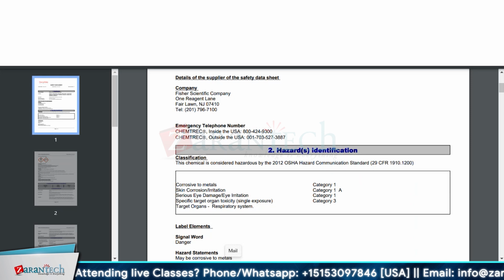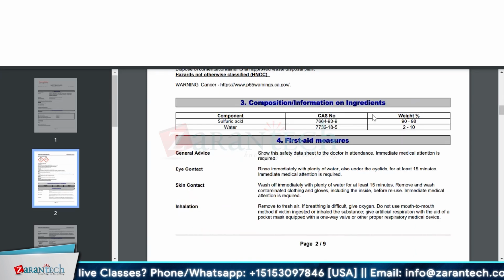Then we will talk about the next page: composition, information and ingredients, section 3. And who will give this composition? While I'm creating an MSDS, guys, be careful. In the industry, creating an MSDS is not one department's work. We need multiple people, like the R&D team, scientists, the regulatory team and the legal team. Everyone has to give information. We will gather the information and put it here.